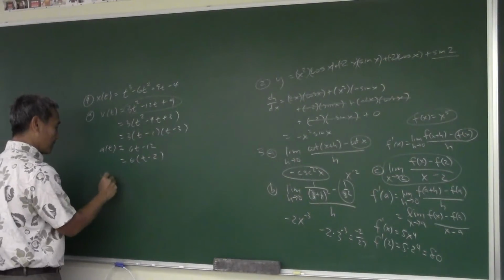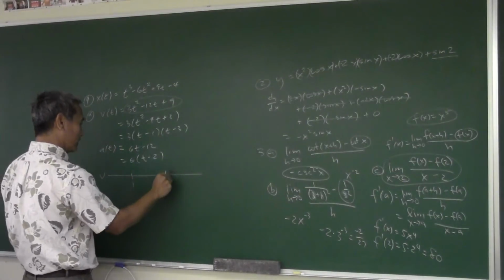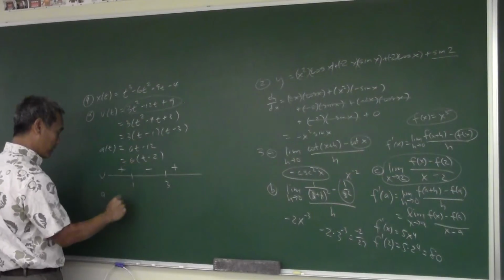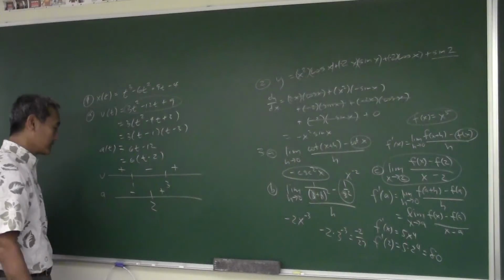And now let's make the number lines. And again, don't forget to label. So here's the velocity, 1 and 3, plus, minus, plus. And then here's the acceleration, 2 makes it 0, and then minus or plus.